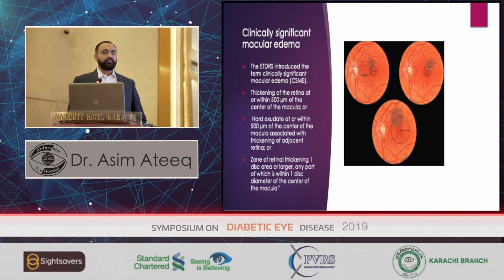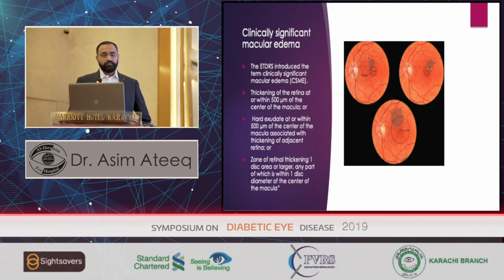Now, diabetic retinopathy classification cannot be accomplished without talking about the macula itself. The main reason and main culprit behind decreased vision is the macula. It's a fortunate patient who has macular edema earlier than PDR, and they come to us, and then we pick up the disease and treat it accordingly. So clinically significant macular edema is not mainly a classification. It's more of an identification and labeling of the disease for treatment purposes.